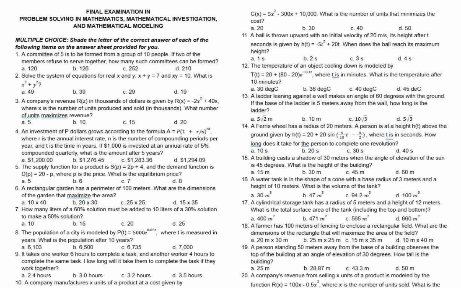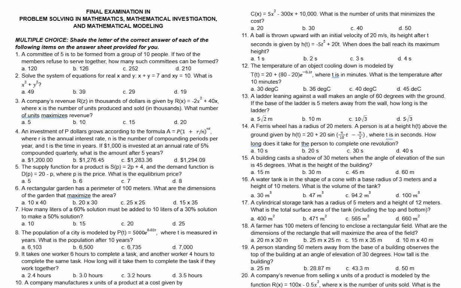Letter C. Number 18: a farmer has 100 meters of fencing to enclose a rectangular field. What are the dimensions of the rectangle that will maximize the area of the field? The answer is letter B, 25 meters times 25 meters.